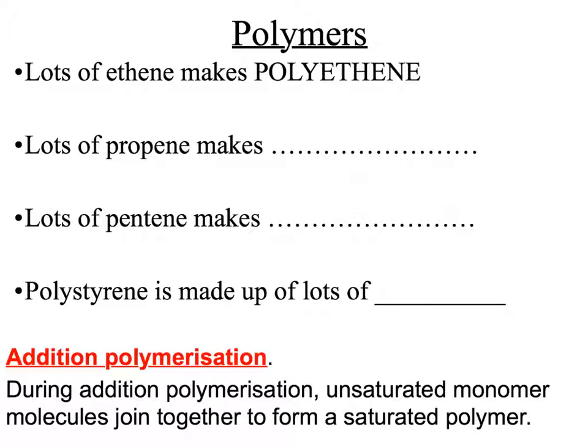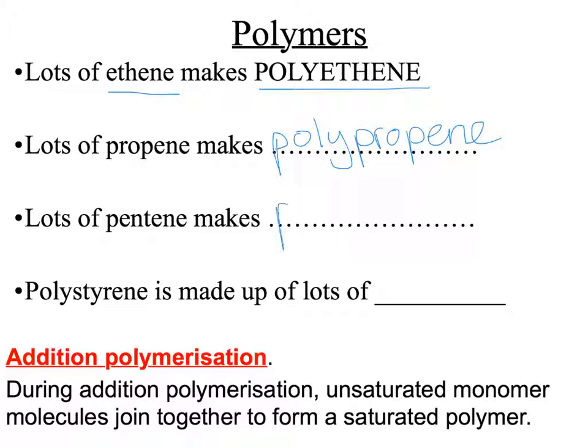The naming of polymers uses the same rule every time. For example, lots of ethene makes polyethene. If we had lots of propene, this would be polypropene. If we have lots of pentene, this would be polypentene. And we can also use this rule to do it the other way around to work out which monomer has been used to make the polymer. Here we've got polystyrene, so that means that the monomer used to make this is styrene.